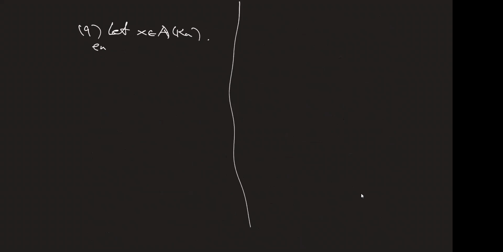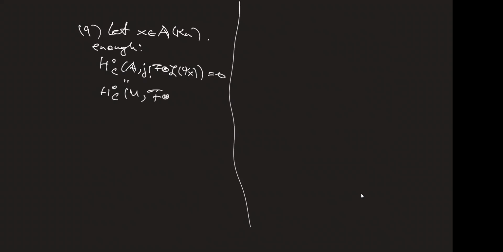So it's enough to check that H_c^0 of j_! F tensor L_psi(X) vanishes, which is, by the way, the same as H_c^0 on U of F tensor L_psi(X), by the Leray spectral sequence for lower shrieks or something, which is kind of degenerate in the case you have an open immersion. Okay.